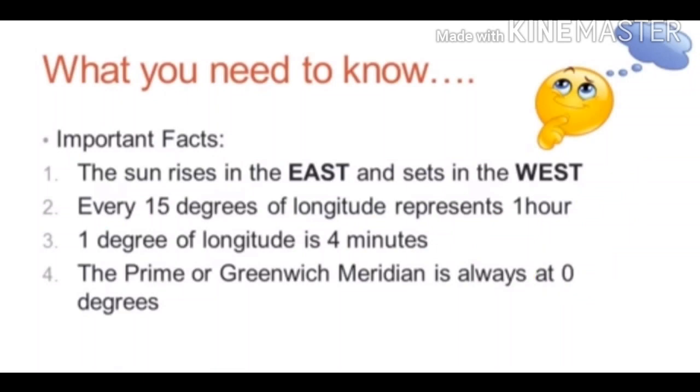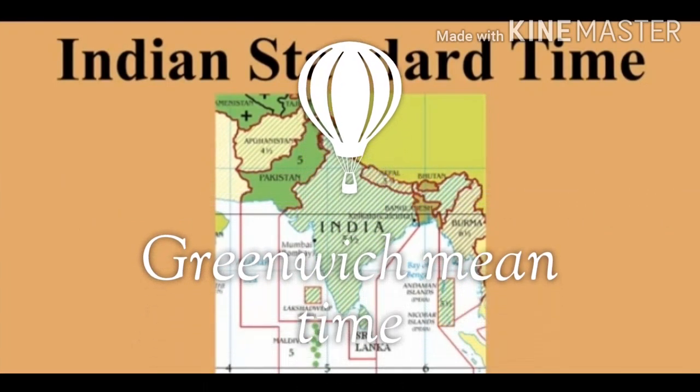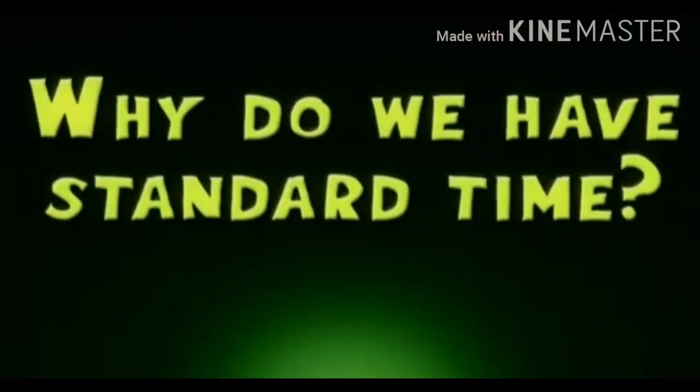Now let us discuss something about Indian Standard Time, that is known as IST. And students, GMT stands for Greenwich Mean Time. So now let's discuss Indian Standard Time. Now the question arises, why do we have standard time? And the answer is that India has a very large longitudinal extent. The place Dibrugarh in Assam is very far away from the place Dwarka in Gujarat. The time difference between these two places is 1 hour and 45 minutes.